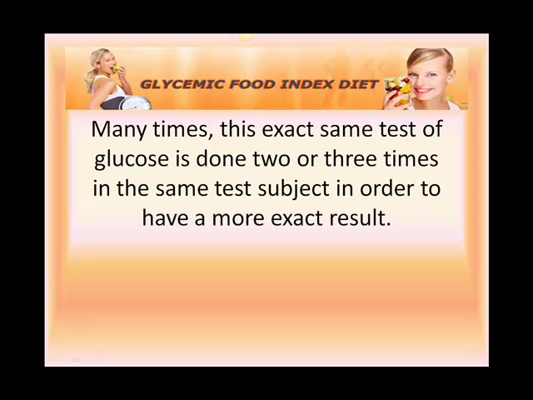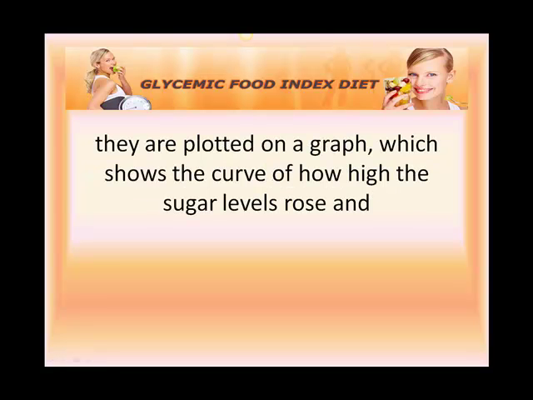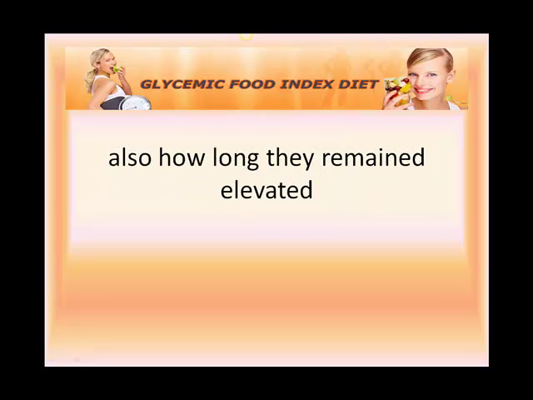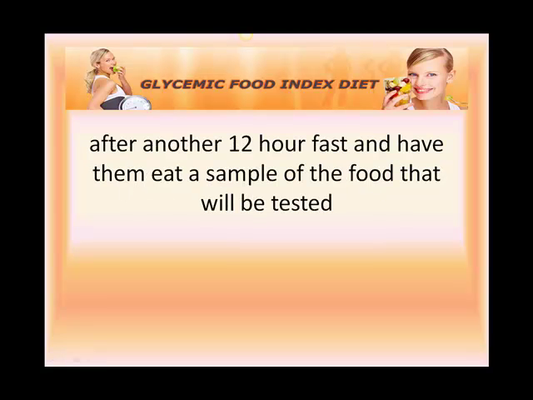Many times this exact same test of glucose is done 2 or 3 times in the same test subject in order to have a more exact result. After all of the blood sugar levels have been determined, they are plotted on a graph which shows the curve of how high the sugar levels rose and also how long they remained elevated. The next step is to take the same individual on another day after another 12-hour fast and have them eat a sample of the food that will be tested.